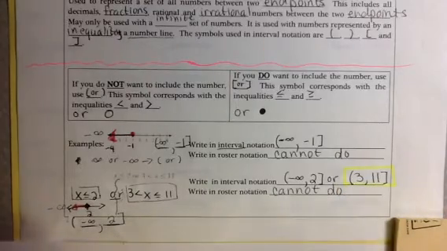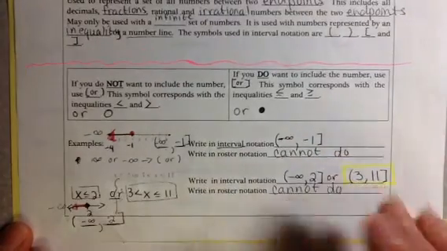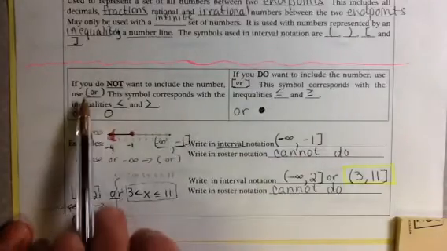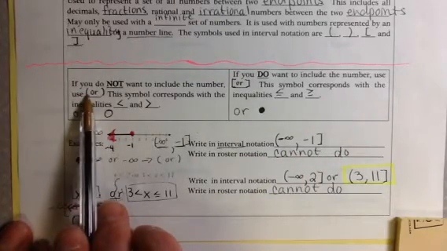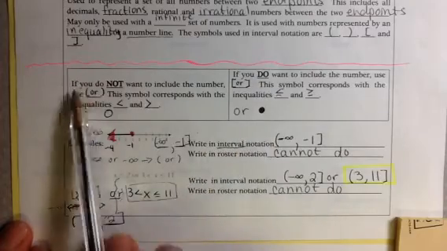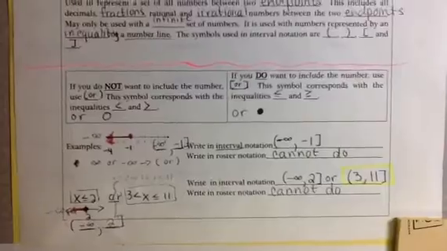Okay, so that's interval notation, and just remember, if you have a closed circle, you're going to use a bracket, either the left or the right. If you have an open circle, you're going to use the parentheses. Brackets for closed circle, parentheses for open circle, or these inequalities that go with them.